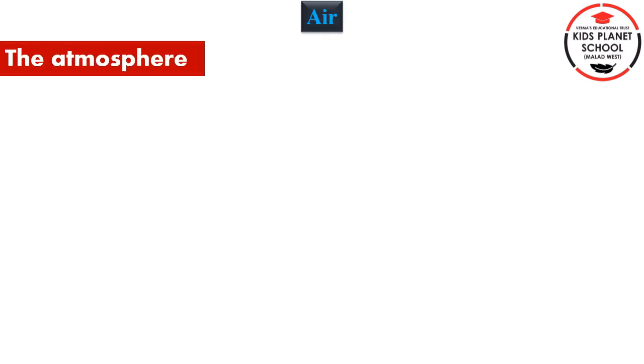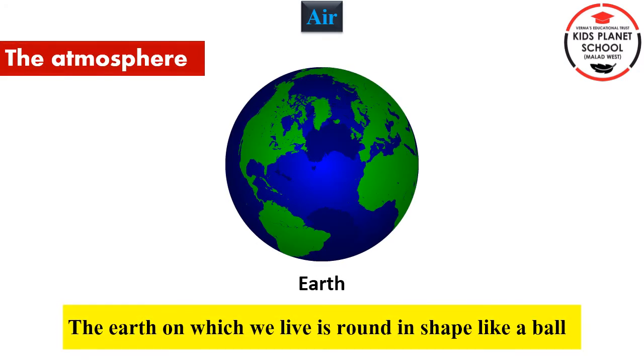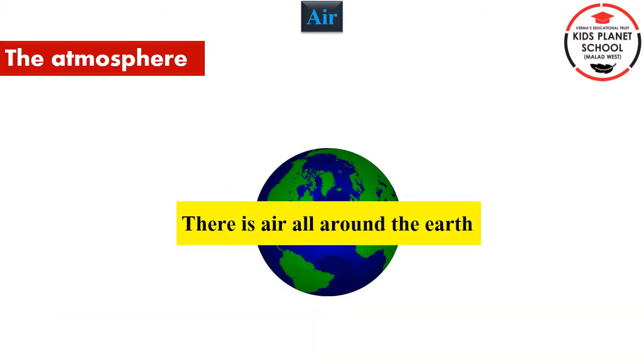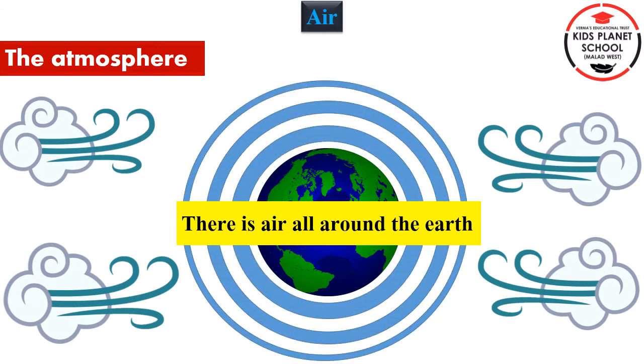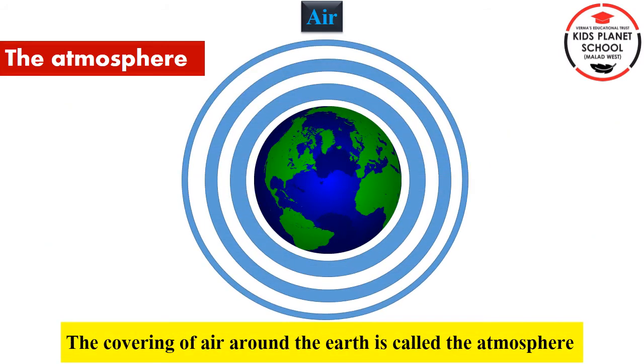The atmosphere. Children, the earth in which we live is round in shape like a ball, as you can see in the picture. There is air all around the earth. Earth is surrounded by air. The covering of air around the earth is called the atmosphere.